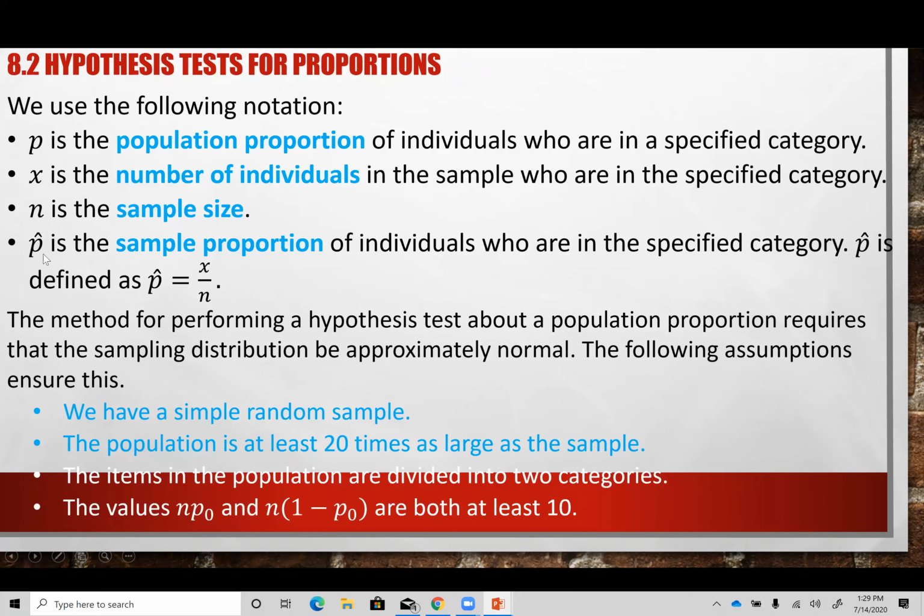And again, now your P hat, which is your sample proportion, okay? And the P hat is basically the X divided by N. Remember, P hat is X divided by N. We need that in a bit, okay?